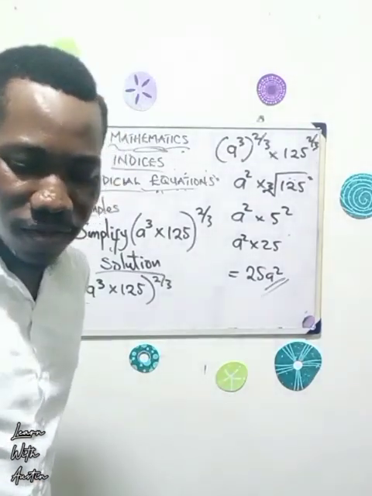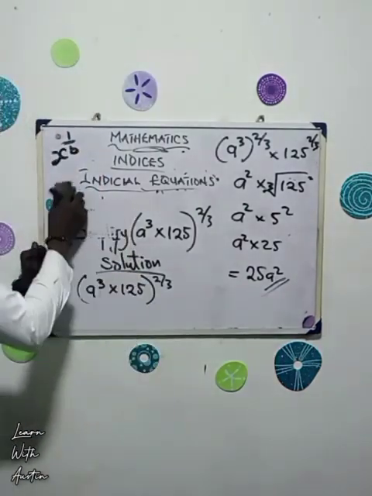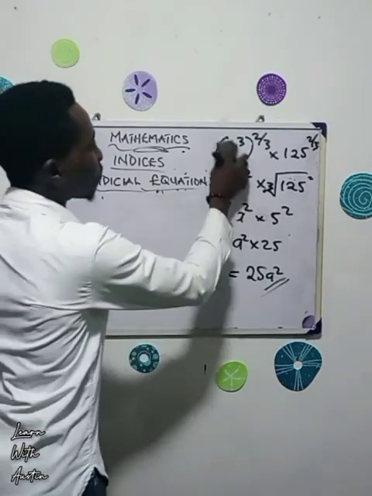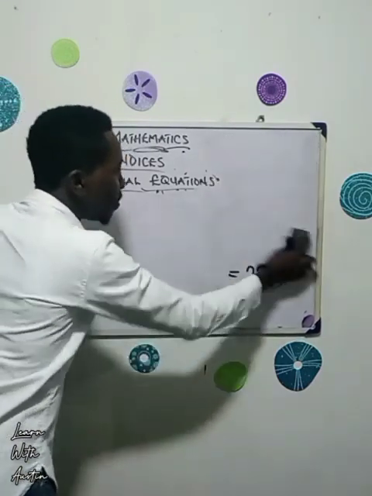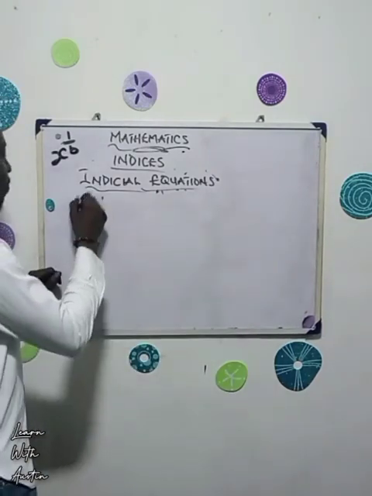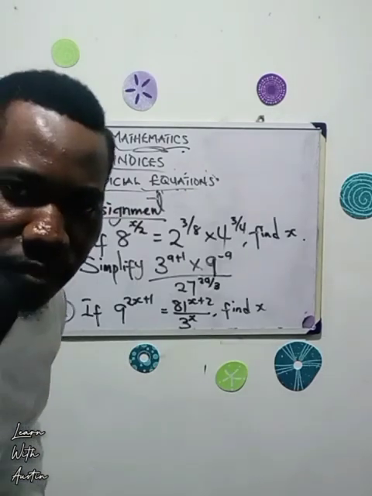I'm just going to give us an assignment at this moment. Assignment: 2a over 3.